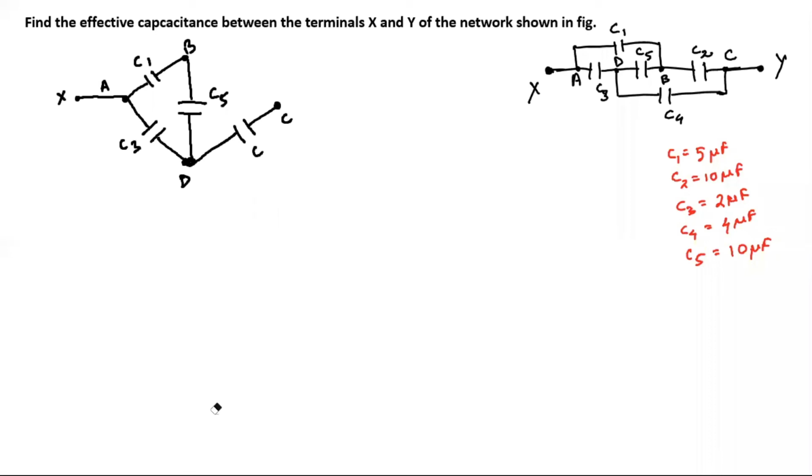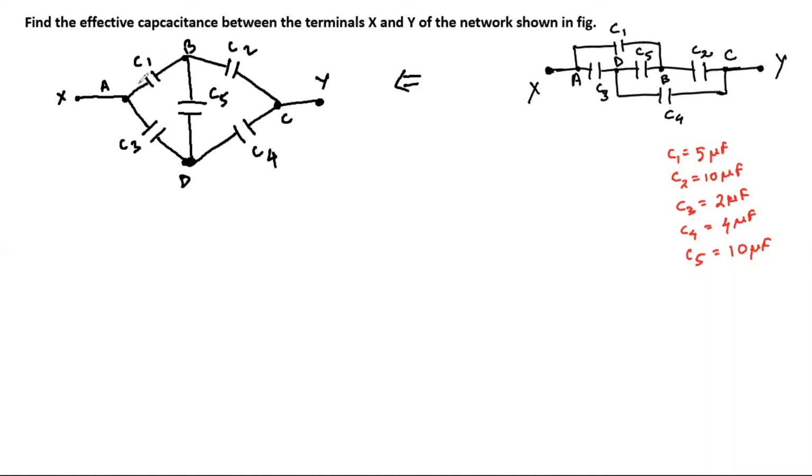This is C4, right? Between these points B and C. And from point B, you are having a capacitor C2, and it is going to this point C. Right? So this is how you rearrange or redraw this circuit diagram consisting of all 5 capacitors.